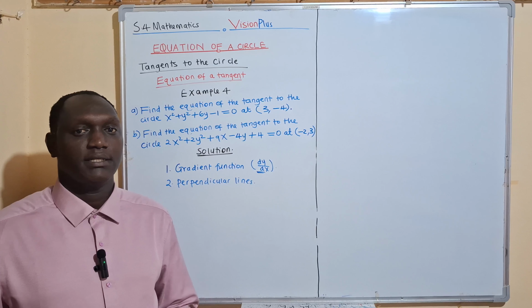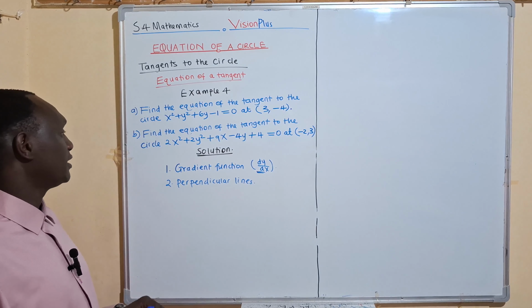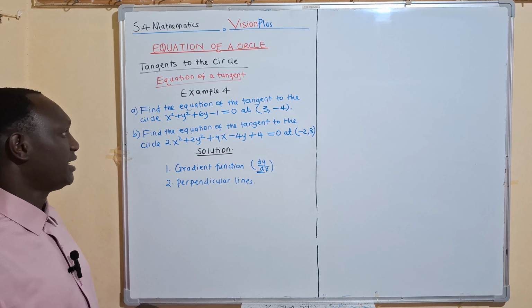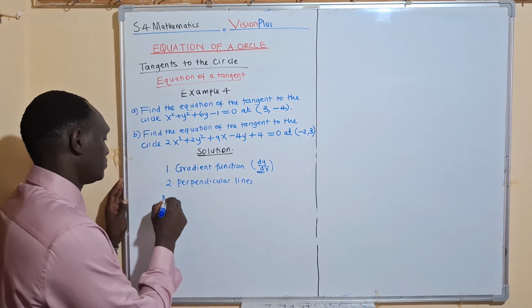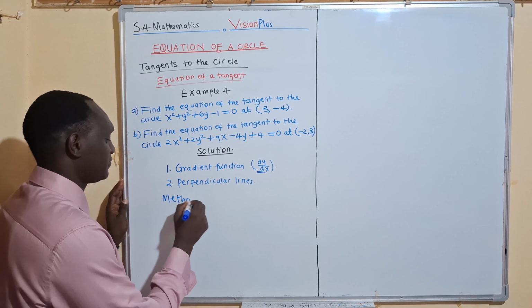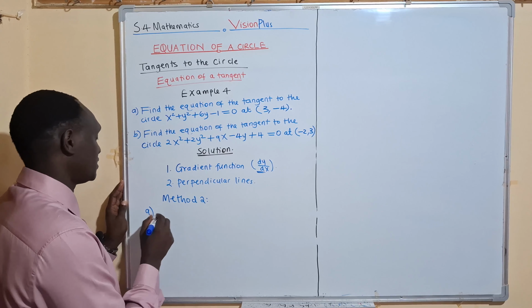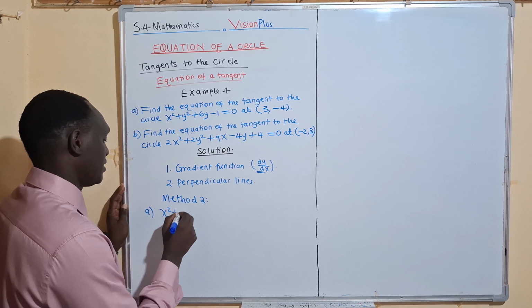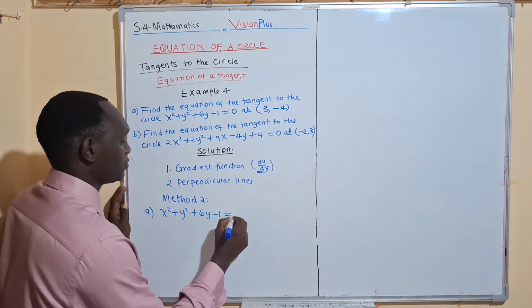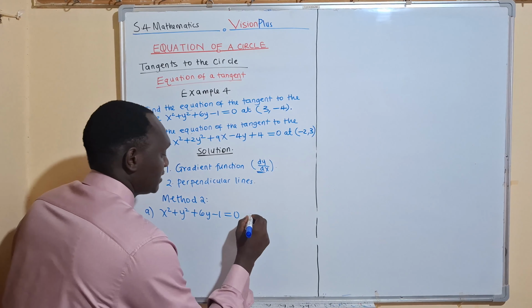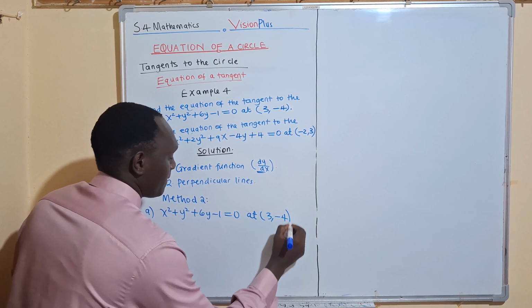Welcome back. Now let us see how we can find the equation of the tangent in part A using method 2. So method 2, that is the method of the perpendicular lines. So part A, which is given as x squared plus y squared plus 6y minus 1 equals 0. And the point of tangency in this case is (3, -4).